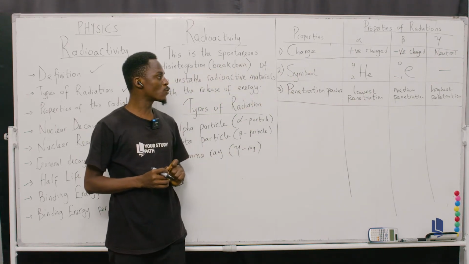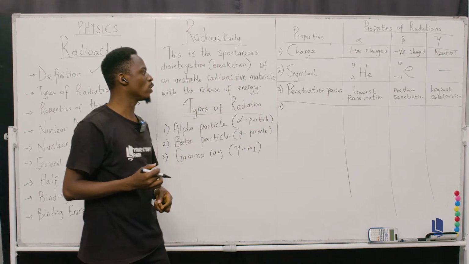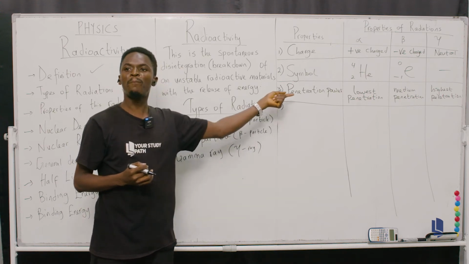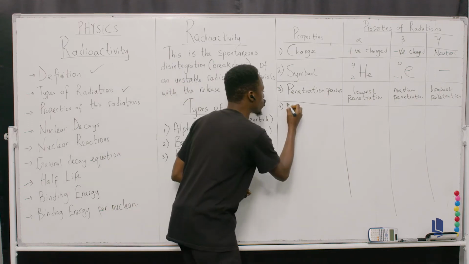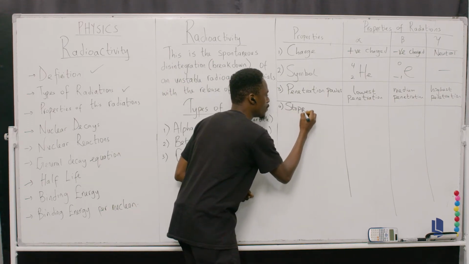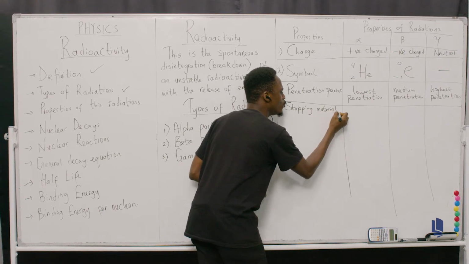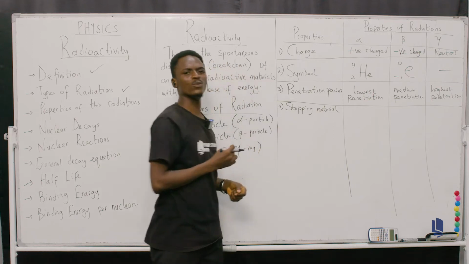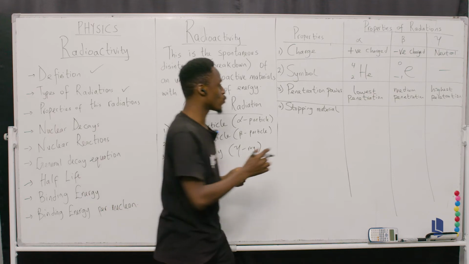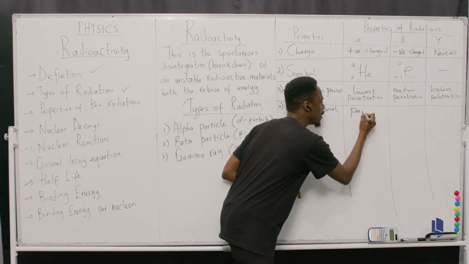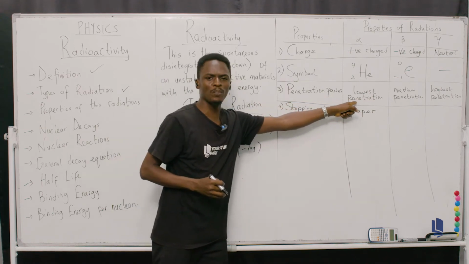We now make reference to our number 4. Based on this property of penetration power, we need to look at the stopping material, because JAMB would ask you: what can you use to stop an alpha particle whenever it is moving along a given path? An ordinary piece of paper can stop your alpha particle, because it has a low penetration power.